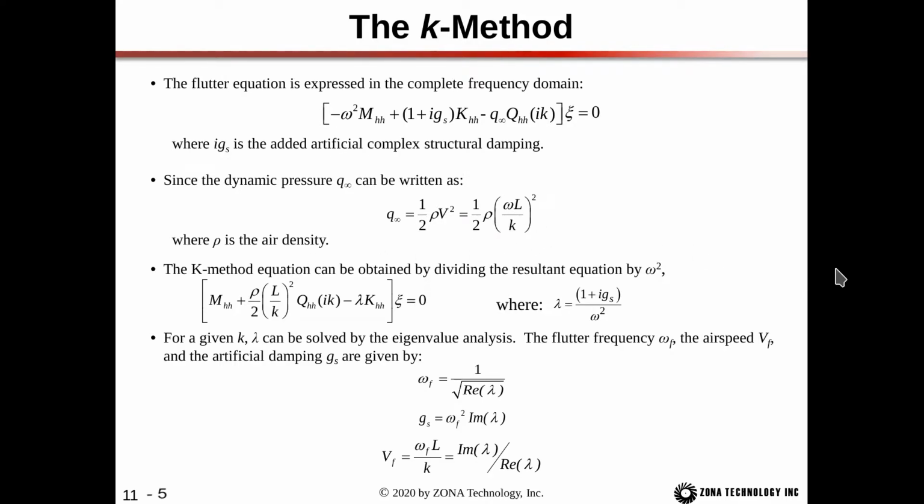Then the K method equation can be obtained by dividing the resultant equation by omega squared to give us this equation, where lambda here is 1 plus igs over omega squared. Now for a given K, lambda can be solved by the eigenvalue analysis, and the flutter frequency omega F, the airspeed Vf, and the artificial damping gs are then given by these equations.